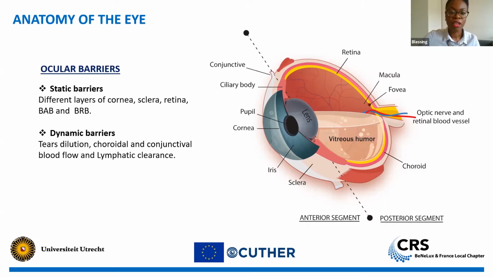and are processed as an image. In order to make drug delivery systems for the posterior segment of the eye, we have to be aware of the different barriers that are present in the eye. First of all, we have static barriers, which are the different layers of the eye and tissues. And then we also have dynamic barriers, which are the liquids and the blood vessels that are moving all around and hindering the movement of drugs from the anterior segment to the posterior segment.